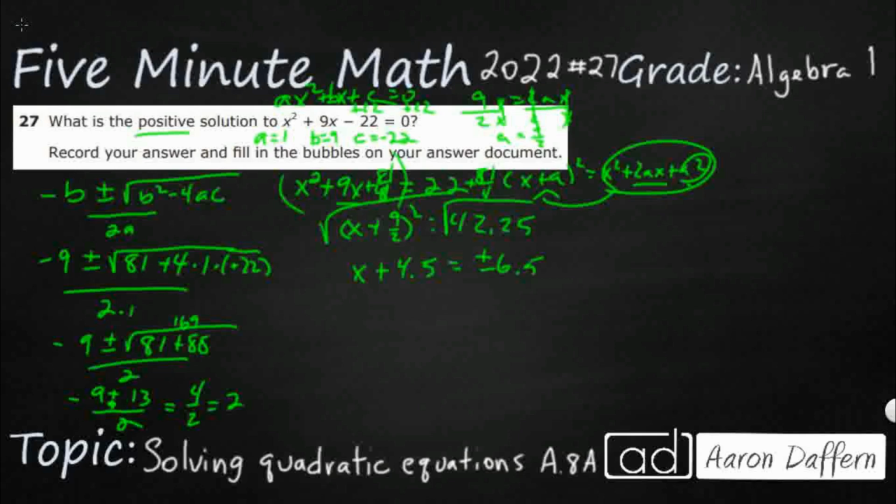Now remember, we want the positive solution, so we're going to just get rid of the negative. So subtract 4.5 from both sides, and look at that. X is still going to equal 2, no matter how you do it. So both ways work. This is a free response, so we have to get into our bubble sheet here.